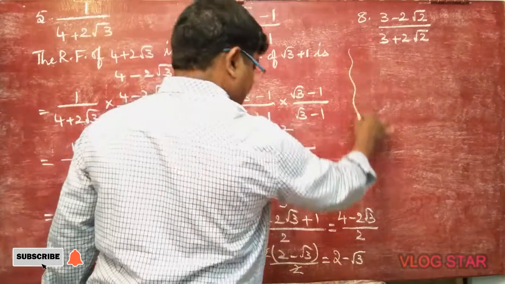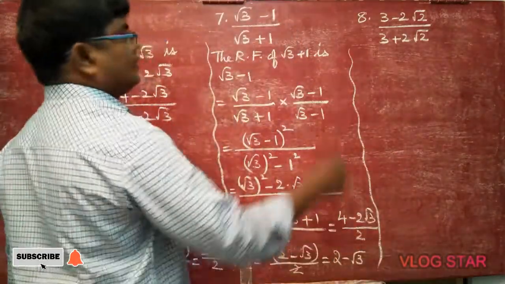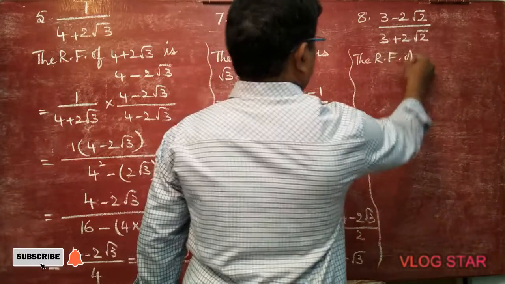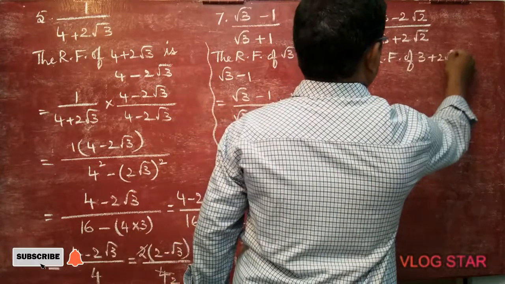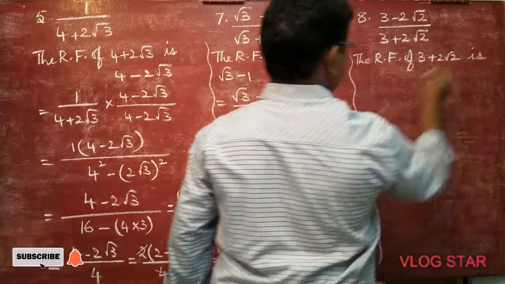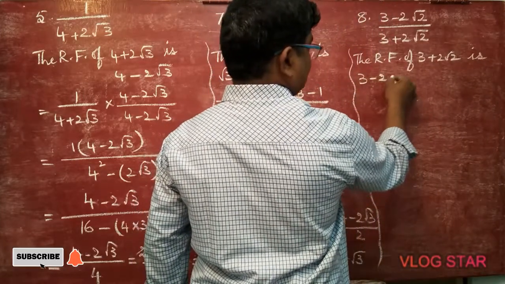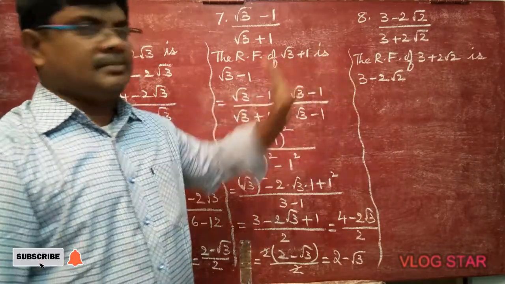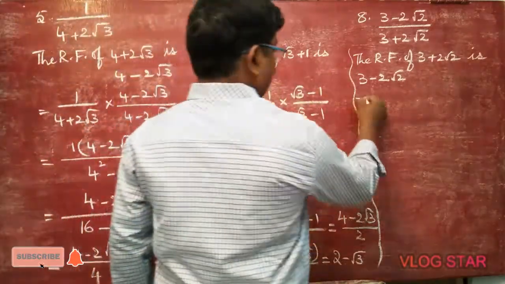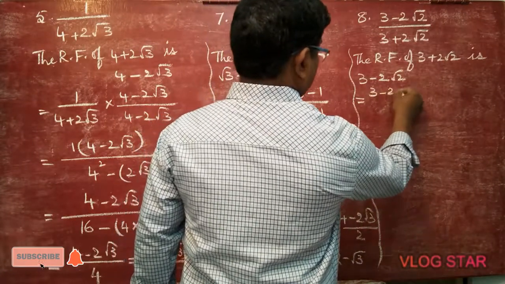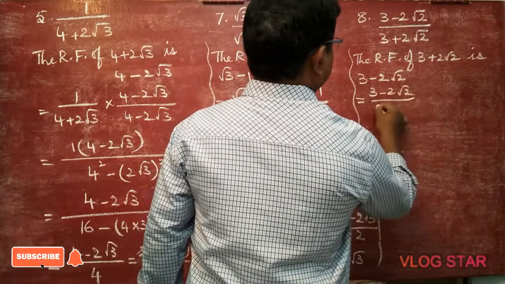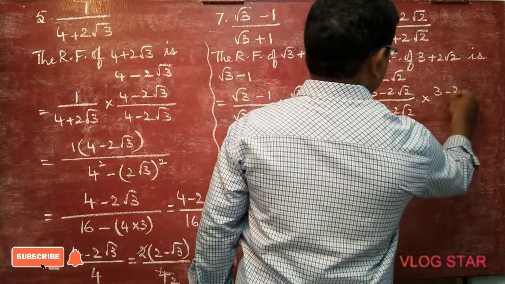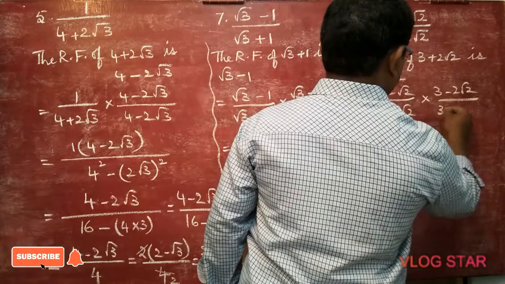Coming to the 8th problem. Tell me the rationalizing factor of 3 plus 2 root 2. How much is it? 3 minus 2 root 2. Is there any difficulty? No difficulty. Plus there means minus you are going to write. That is equal to 3 minus 2 root 2 by 3 plus 2 root 2 into 3 minus 2 root 2 by 3 minus 2 root 2.